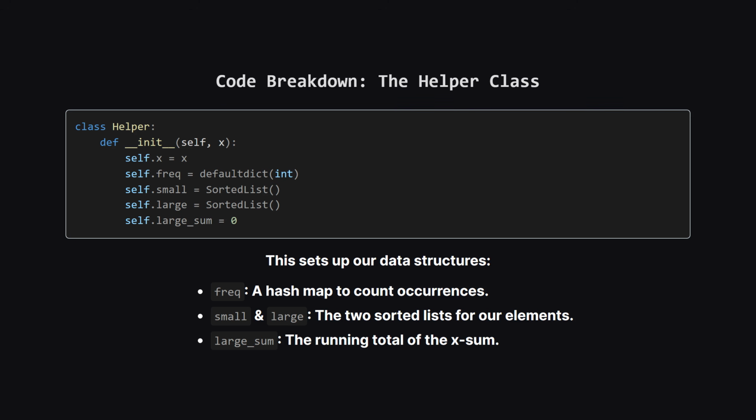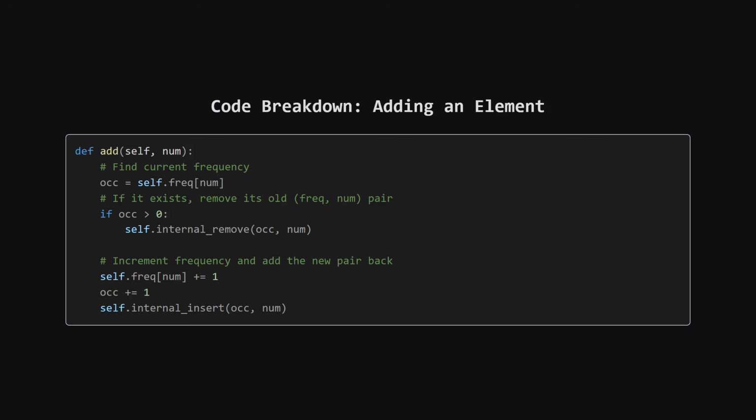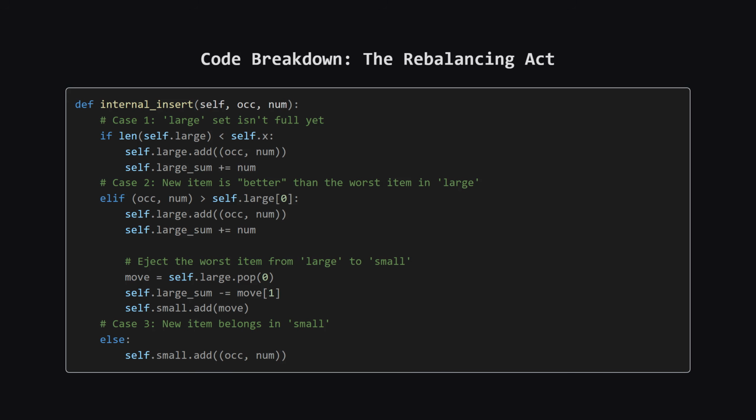Note that this solution uses a library called sorted containers for an efficient sorted list, which is common in competitive programming. Now let's look at the add method. When a new number comes into our window, first we check its current frequency. If we've seen this number before, we need to remove its old entry, the one with its outdated frequency count. Then, we increment its count in our frequency map and insert it back into our sets with its new, updated frequency.